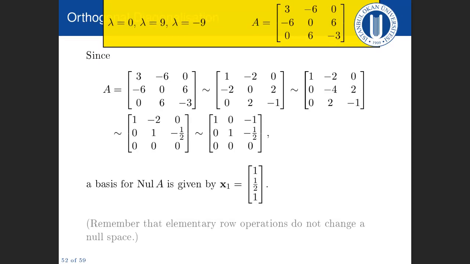First, let's do lambda equal to 0. I'm taking my matrix A and row reducing it to get 1, 0, minus 1, 0, 1, minus half, 0, 0, 0. And then I can find a basis for this null space, given for example by the vector 1, 1 half, 1. I remind you that elementary row operations do not change a null space. So that's the first eigenvector.